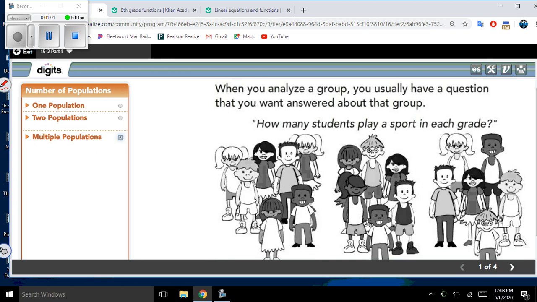Multiple populations, we look at it and say how many students play a sport in each grade level, and here at Bath that would mean 6th grade, 7th grade, 8th grade, and so we'd obviously break up, here's all the 6th grade kids, here's all the 7th grade kids, and here's all the 8th grade kids. How many students play a sport in the 6th grade? Get a count for that. How many kids play sports in the 7th grade? Get a count for that. How many kids play sports in the 8th grade? We get a head count for that, and then compare the three.